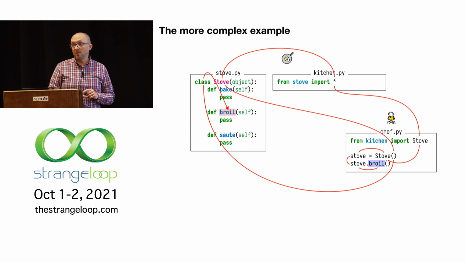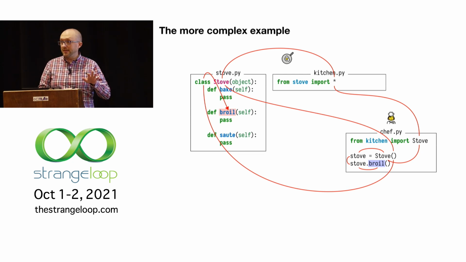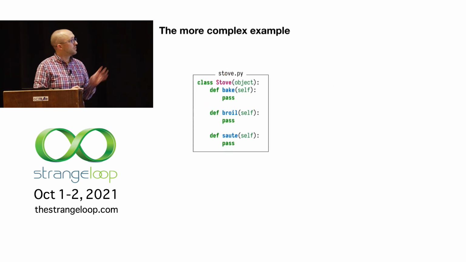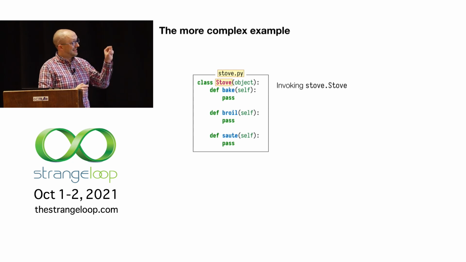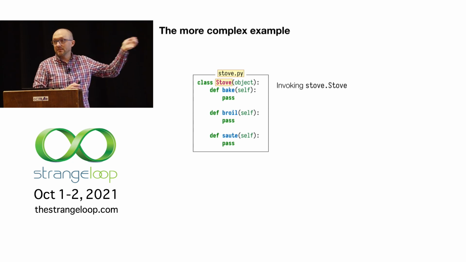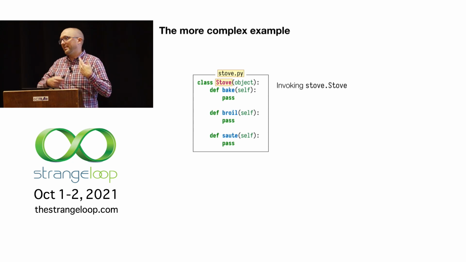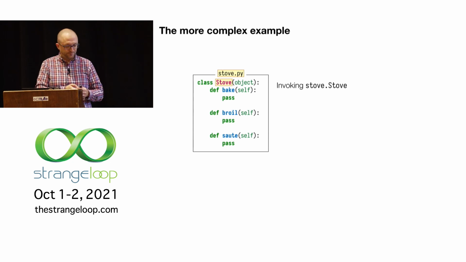Okay, so we can do this with the more complex example as well. We're going to do the exact same process. We're going to look at files individually and see what English language facts we can use to describe them. So first, for stove.py, there are actually two facts here that we care about. The first is that you can invoke stove.stove, and we know that the fully qualified name stove.stove comes both from the name of the class in the class definition and also from the name of the file, because in Python, it's the file name that determines the name of the module in that file.